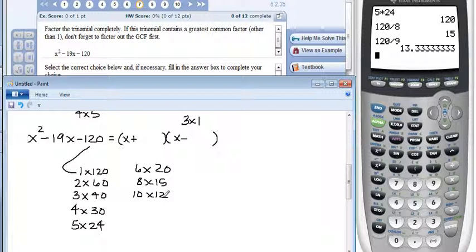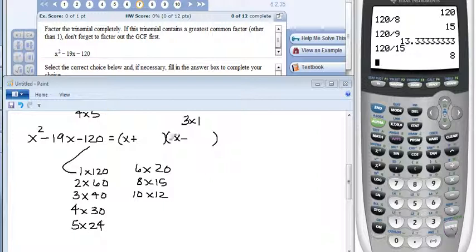11, 12 I already have. I think I'm done. Does anything else go in there? Maybe 15. Let's try 15. So you've got to get all the combinations. 15 and 8, but I already have that one. All right, so basically we're finished with our list, right? Nothing else goes in there. So now we have to say which pair, I'm going to have a pair that subtracts to 19.